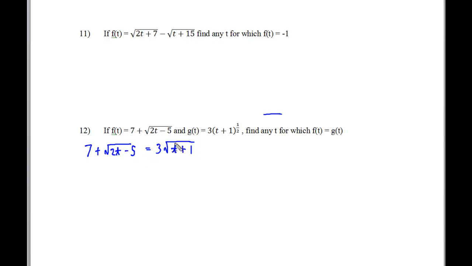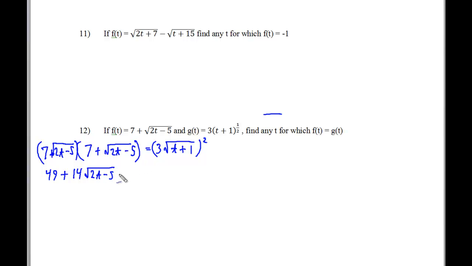Now I'm going to square both sides, which means that I'll have to do this twice. Just doing this to save myself some time. And I'm going to square this here. So this is going to be 49. Forgot my little square root there. And this is going to be plus 7 square root of 2t minus 5 and another 7 square root of 2t minus 5. So it's going to be 14 square root of 2t minus 5.